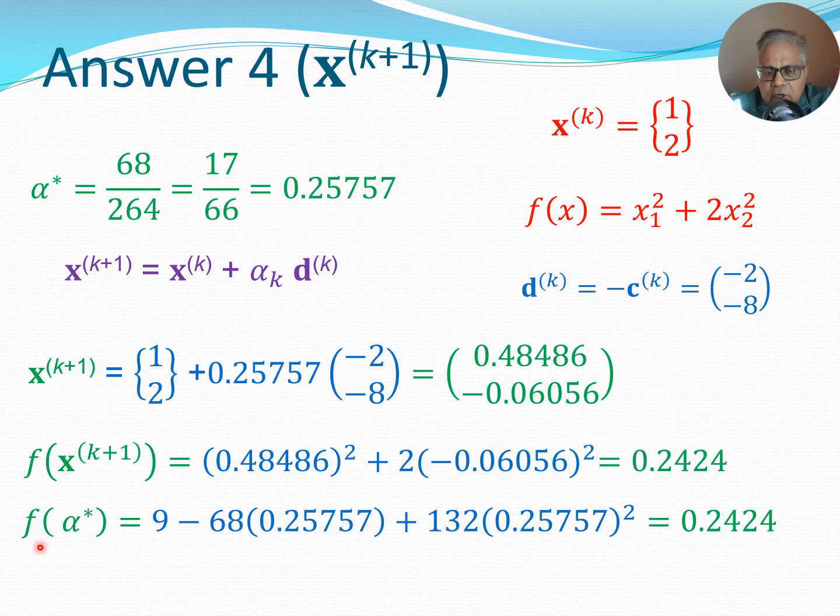Now if I were to look at the value at alpha star, and I use the particular function which I obtained in the previous slide, then I simply put it in that function and I get the same value here, 0.2424. So you can see that these two functions represent the same thing. One of them is in the form of vectors, and the second one is in the form of simply the one-dimensional step size variable. So that's something which is very interesting.